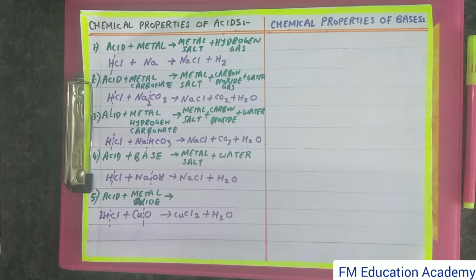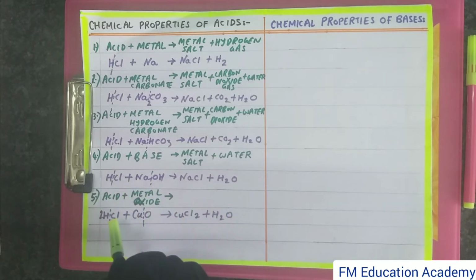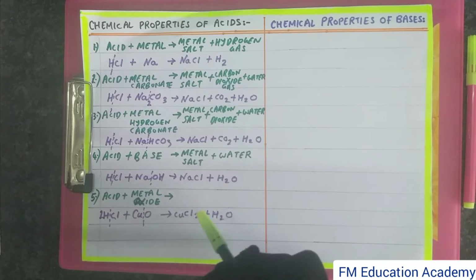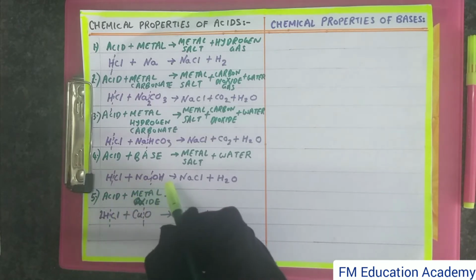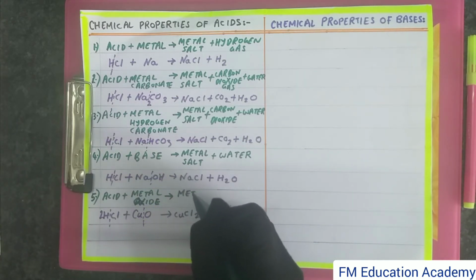So what did we observe? What is cupric chloride here? Cupric chloride is again a salt of copper. Copper is a metal here, right? So whenever acid is reacting with metal oxide, cupric chloride and water are formed. That is, whenever hydrochloric acid is reacting with copper oxide, cupric chloride and water are formed. In general, we can say acid reacts with metal oxide to form metal salt and water.